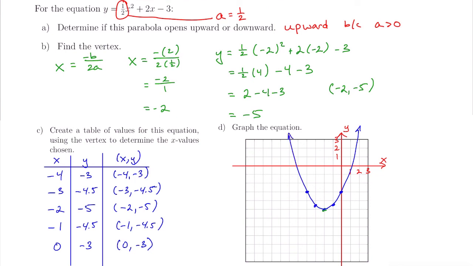When we graph one of these by hand, we're not looking for a perfect graph, but something that hits the points that we're given and shows basic symmetry like we should be expecting to see.